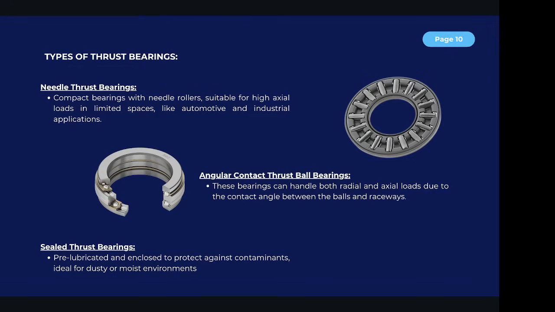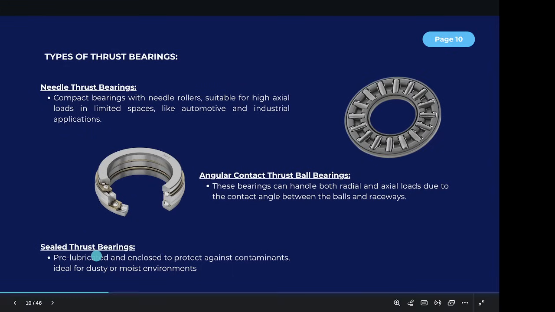And lastly is what we call the sealed thrust bearing. This is pre-lubricated and enclosed to protect against contaminants, ideal for dusty or moist environments.